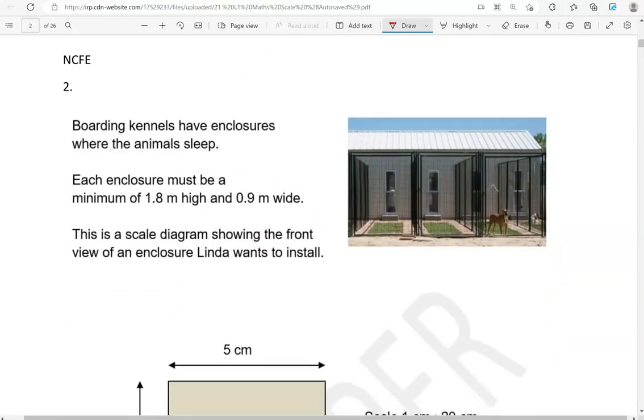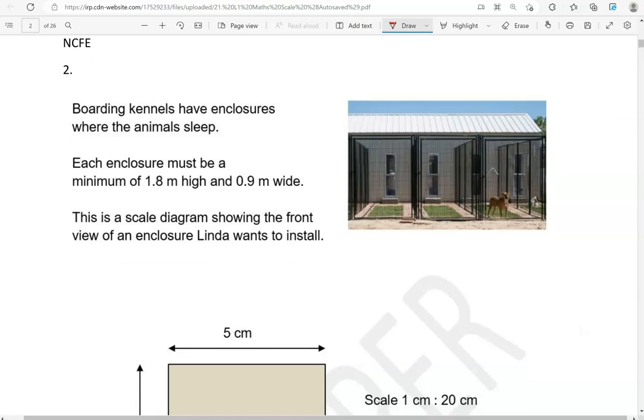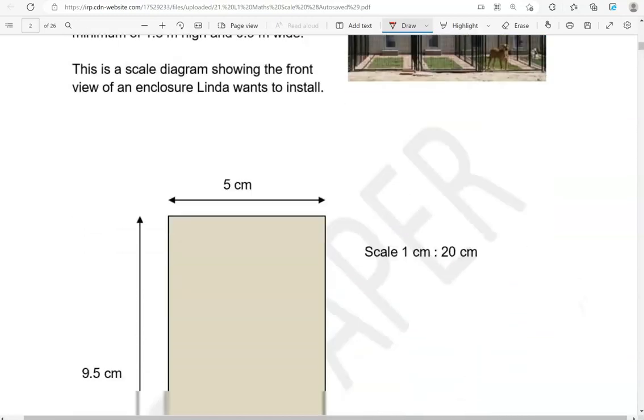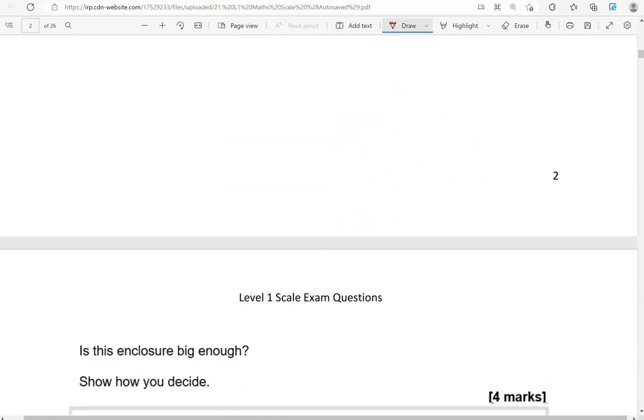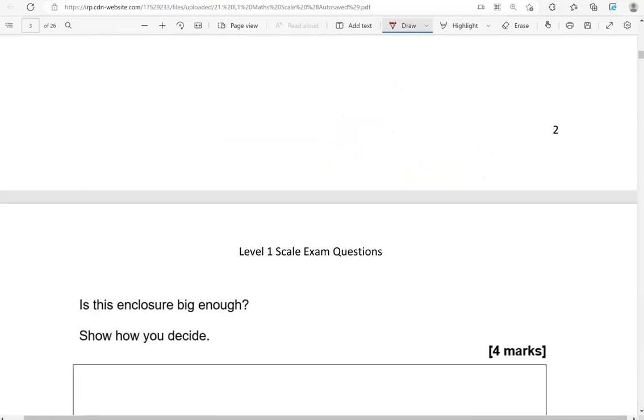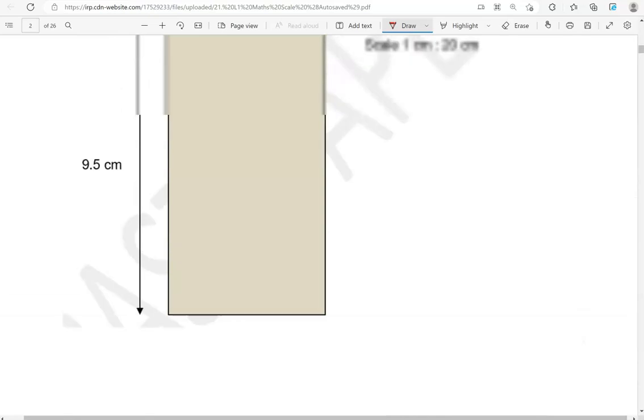14 kennels have enclosures where the animals sleep. Each enclosure must be a minimum of 1.8 meters high and 0.9 meters wide. This is a scale diagram showing the front view of the enclosure Linda wants to install. Is this enclosure big enough? Show how you decide.